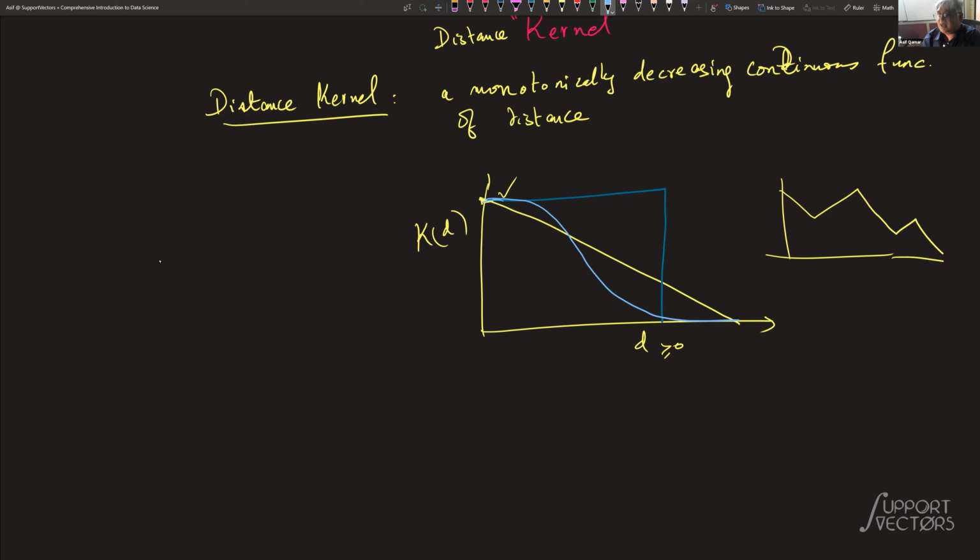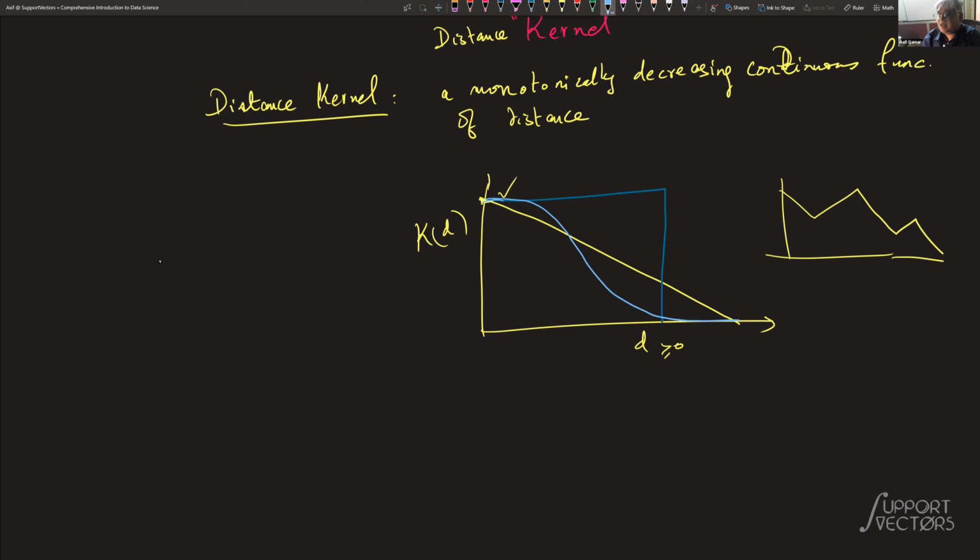A distance kernel is a monotonic, continuous function of distance. Monotonically decreasing function. What does monotonic mean? It means as distance increases, there is no chance the function will climb up, right?